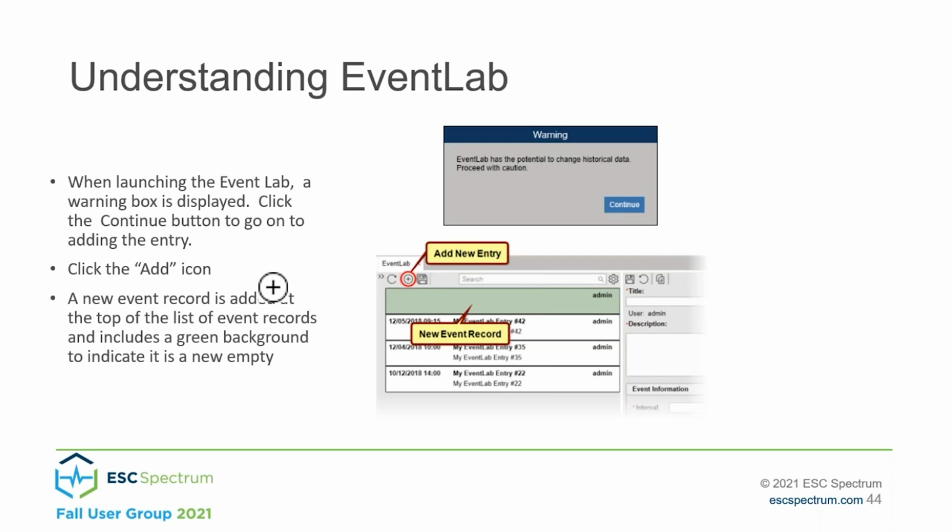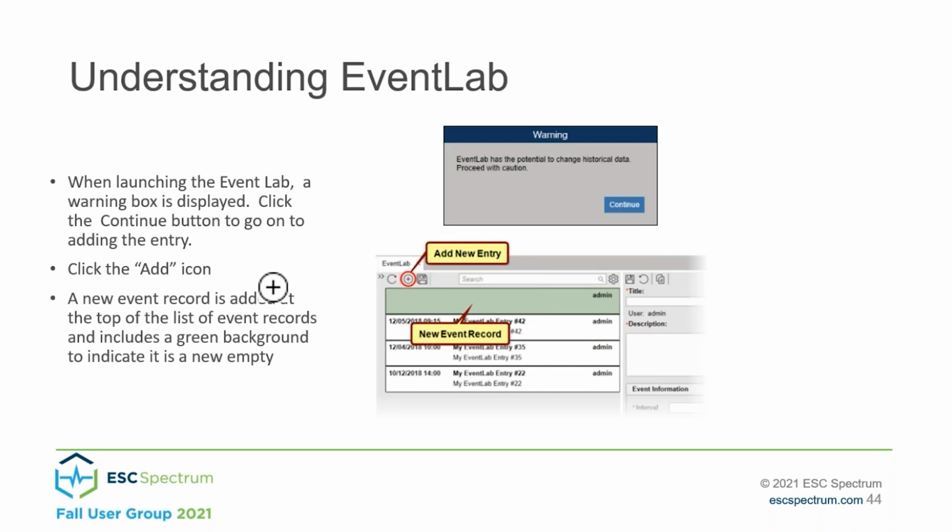If you make changes to raw parameters and you run process now, anything that raw parameter is touching is going to be affected. So that's why it's critical to understand that when you're changing historical data, you need to proceed with caution, as the pop-up shows.